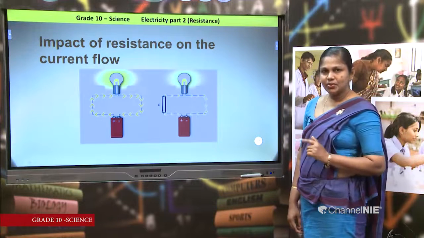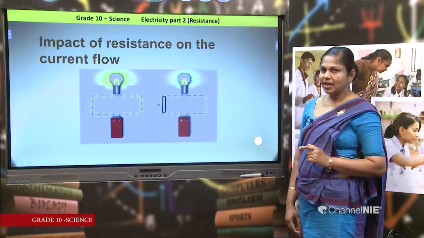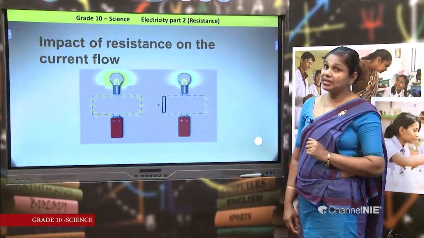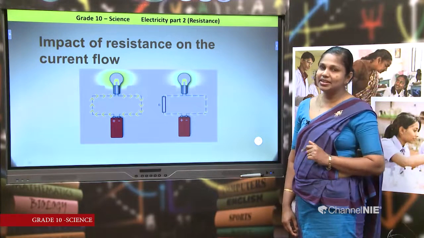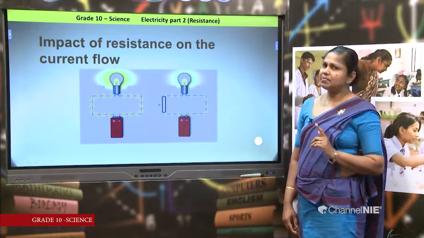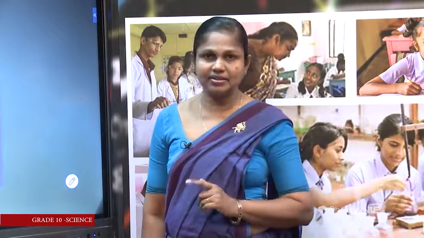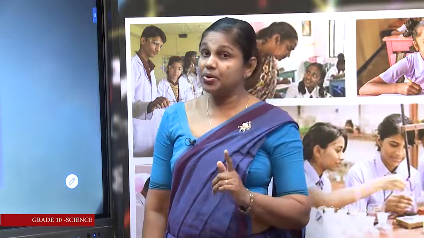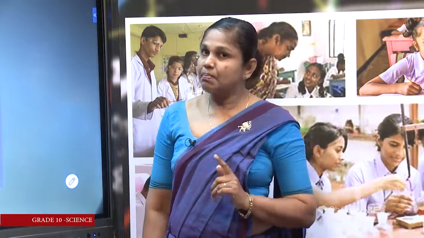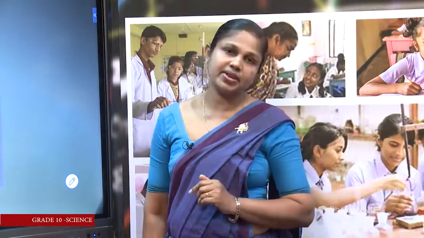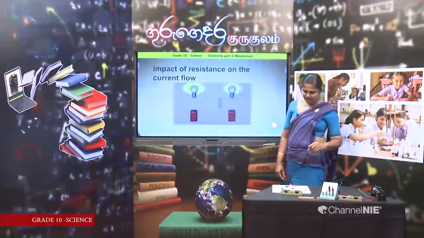What's the reason for that, children? Here you can see there is a resistor connected into this second circuit. That means when there is a resistance in a circuit, current flow decreases. Due to the decrease in the current flow, the brightness of the bulb decreases. Let me show you this, children, by doing a simple activity. Please look at here.